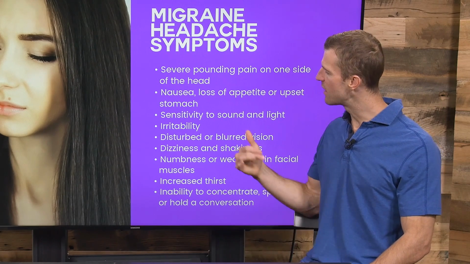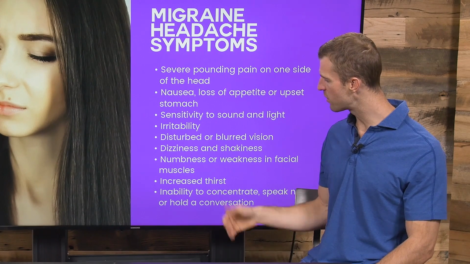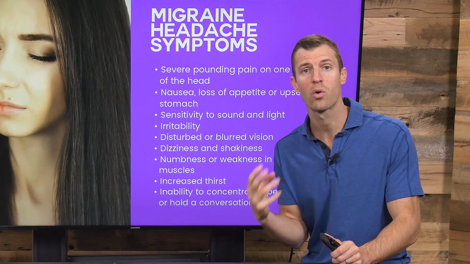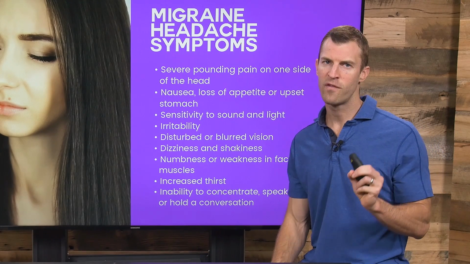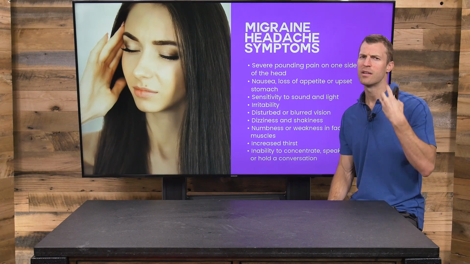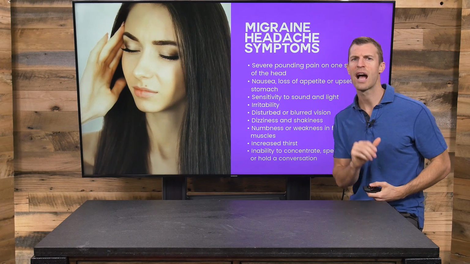Sensitivity to sound and light, irritability, blurred vision, shakiness, numbness on one side, increased thirst, and really an inability to concentrate or even speak or hold a conversation can happen with severe migraine headaches. And migraine headaches are a warning sign that something is going on deeper in the body. That's your body saying, hey, something's not right here.